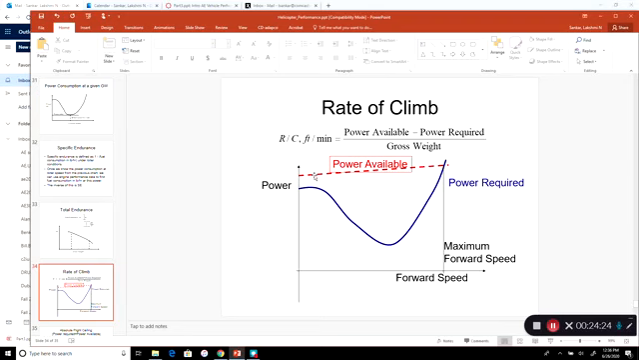Finally, if somebody wants to know the rate of climb, draw the power available and power required curves. The difference between the red line and the blue line is the excess power. The excess power by gross weight is the rate of climb. So this excess power should be in pound force times feet per minute. This should be in pound force. Then you get the answer in feet per minute, for example. So where do you get the best rate of climb? At this point, not in hover, not here, but here. So here you have lots of excess power that you could use to climb up in the air.